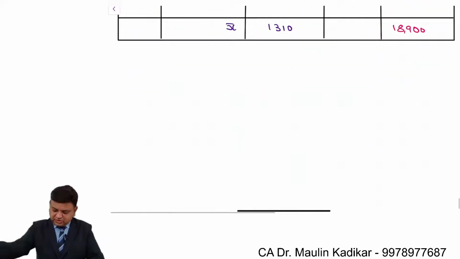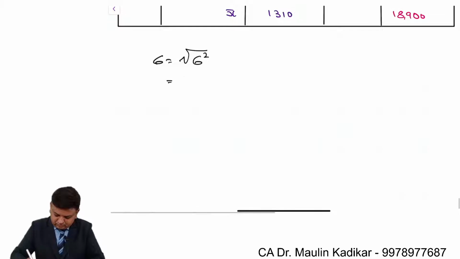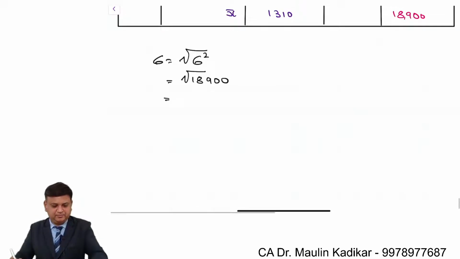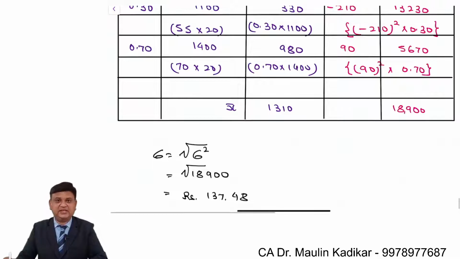So let us answer the question further. Standard deviation is under root of the variance. So it is under root of 18,900. That comes to rupees 137.48. That is the way the standard deviation can be found.